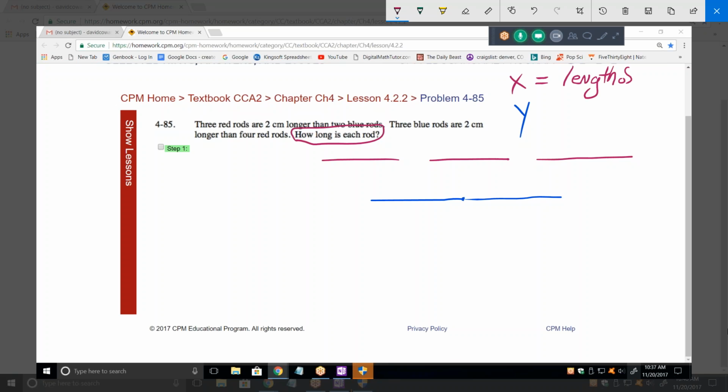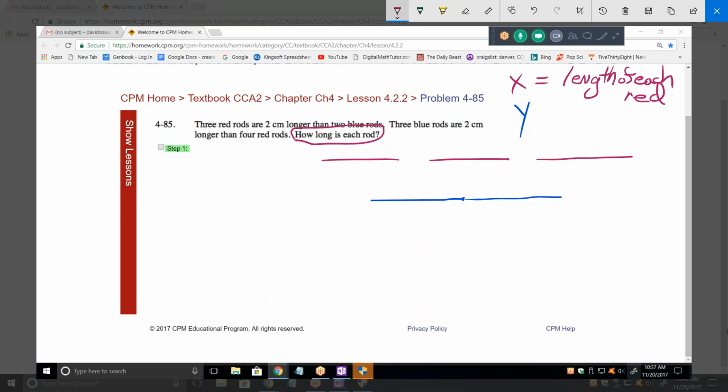Length of each rod. And if you spell it out, you cannot make a mistake. If I just said the length of the rod, you wouldn't know whether it was the length of all 3 rods or the length of each rod. We got to let it be, remember what the last question says. How long is each rod? So we don't want to let x be the length of all 3 of them. We want x to be the length of each one.